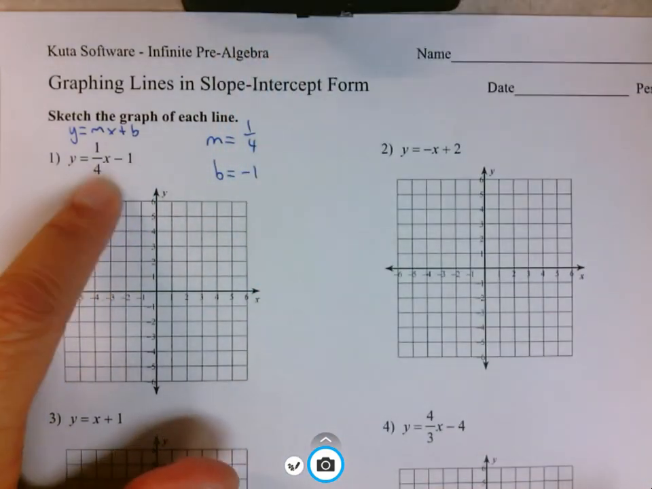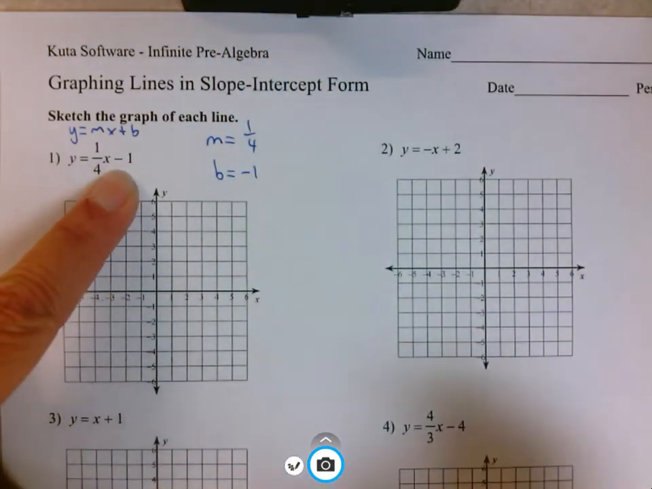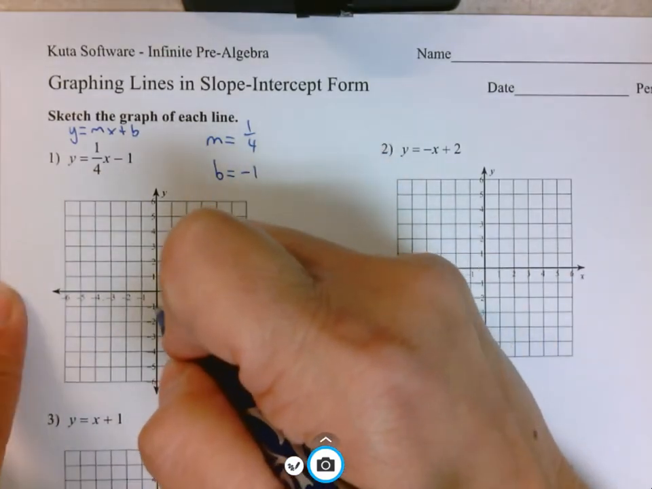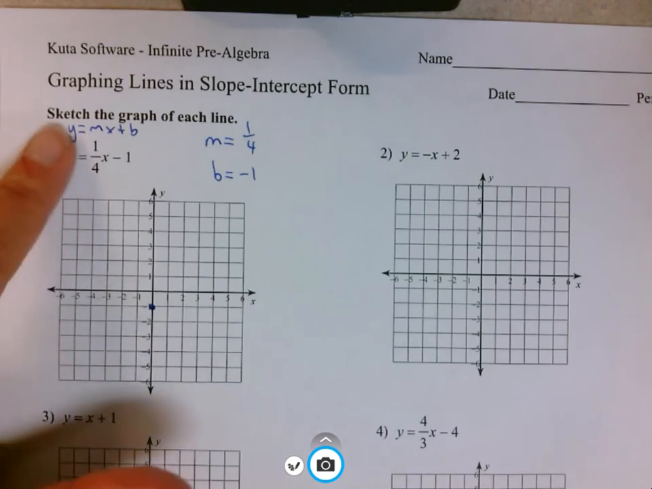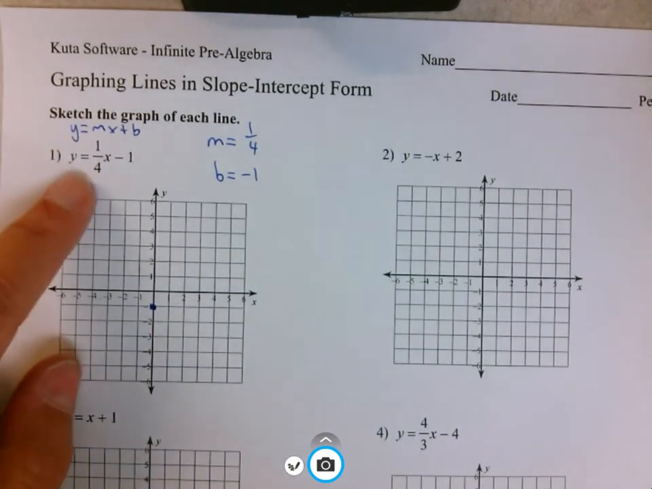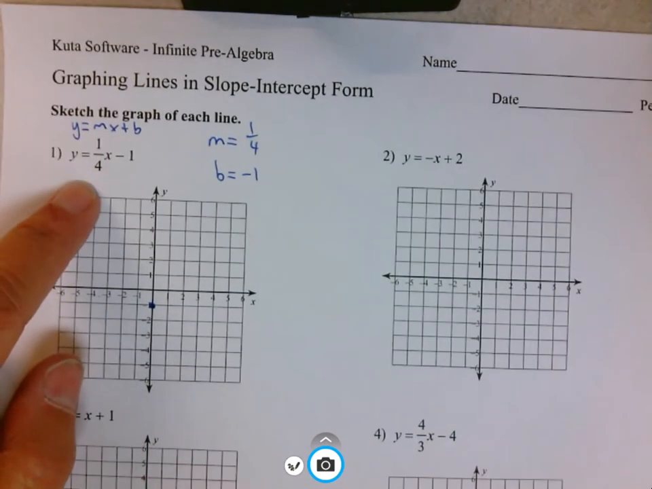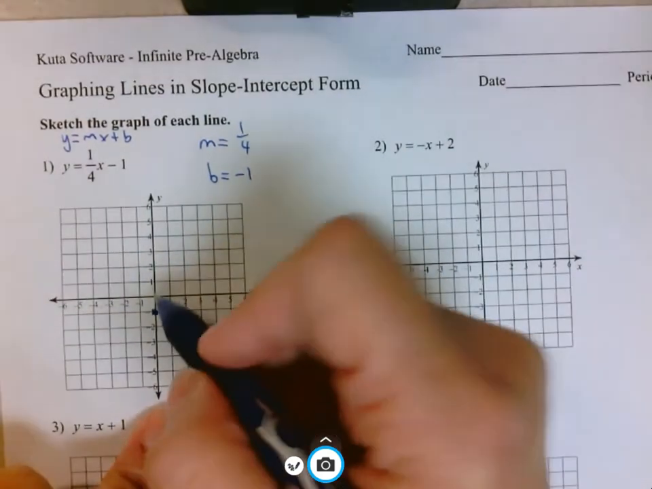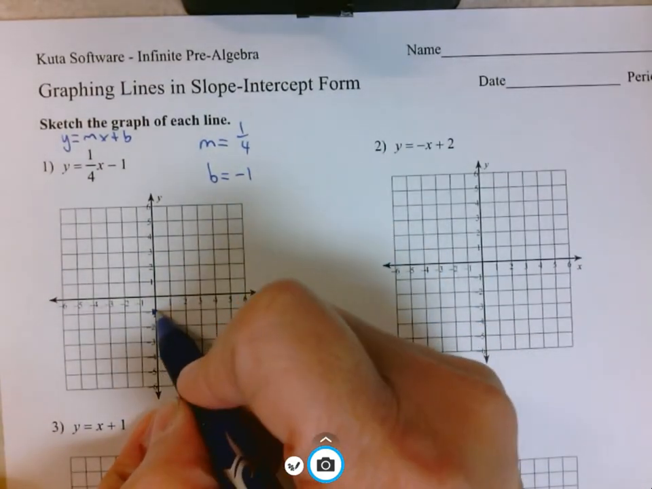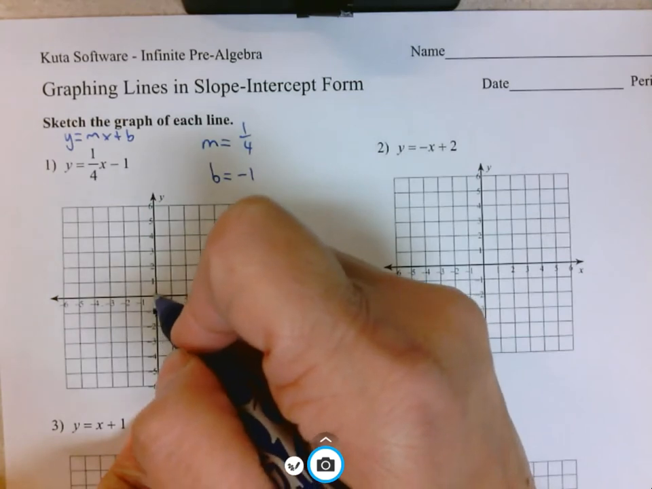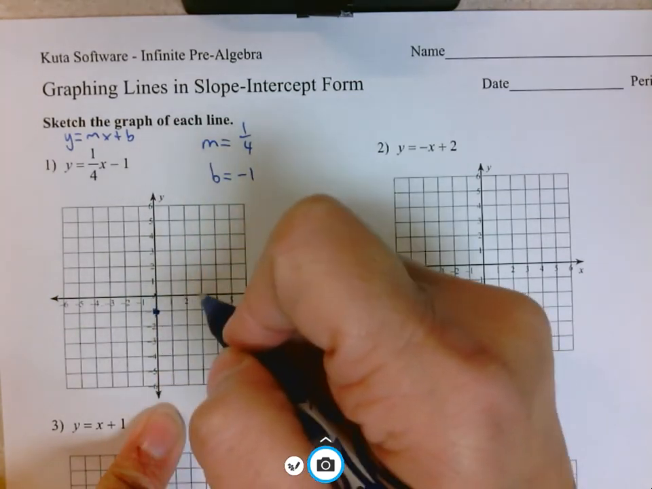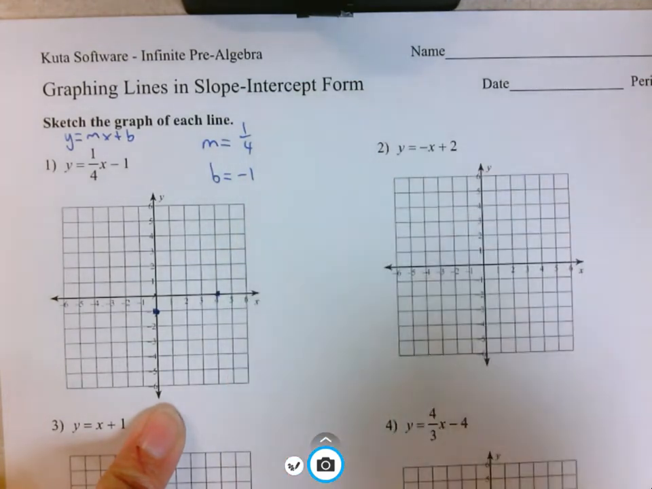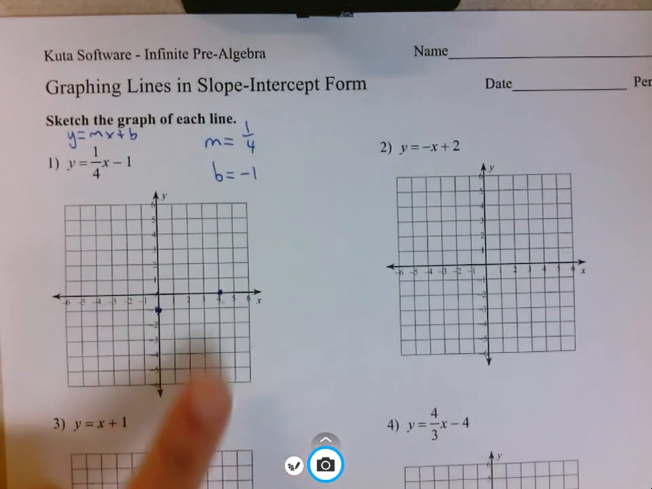So what we'll do is we'll start with the -1. That's going to be our first point. We know that that's on the y-axis, so I'm going to put it in there. And now the slope is 1/4, which means I rise 1 and run 4. So let's use this point that we know is on the line. Rise 1 and run 4. So 1 up and 1, 2, 3, 4 across. Now I have 2 points on the line.